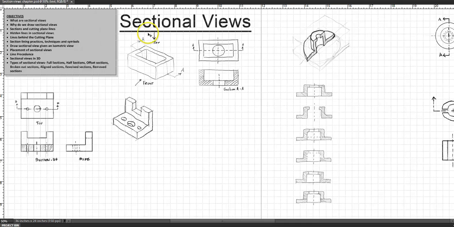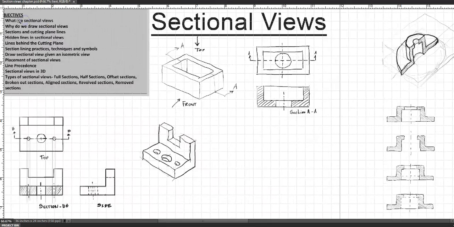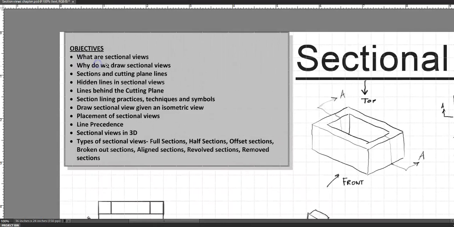Let's get to the next chapter, sectional views. So let's see what we are going to see in this chapter. The objectives are: what are sectional views? Why do we draw sectional views?